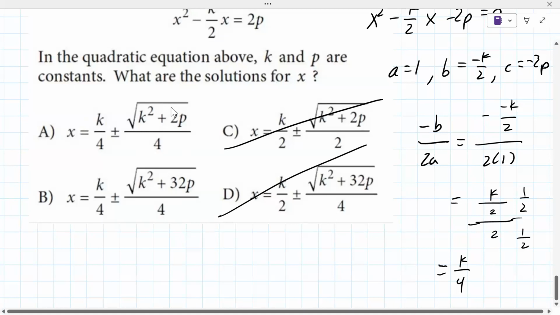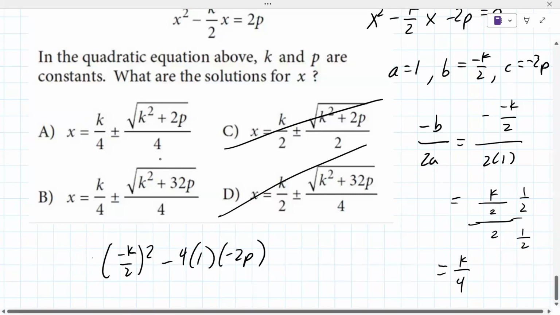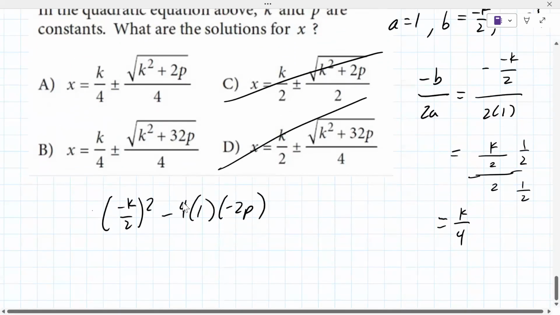Minus 2X. I mean, 4A, the minus 4AC part. Yeah, probably. Basically it's whatever this is now. So at a minimum, you have a better chance of guessing if you're down to 2. Now, I'm not saying that's easy, but you can do this minus k over 2 squared minus 4 times A times minus 2p. Again, I'm not saying this is easy. I'm just saying you can kind of look ahead here to see what you get.